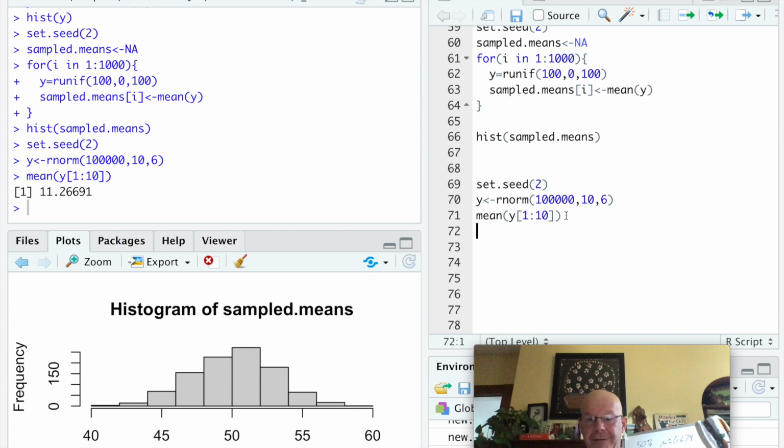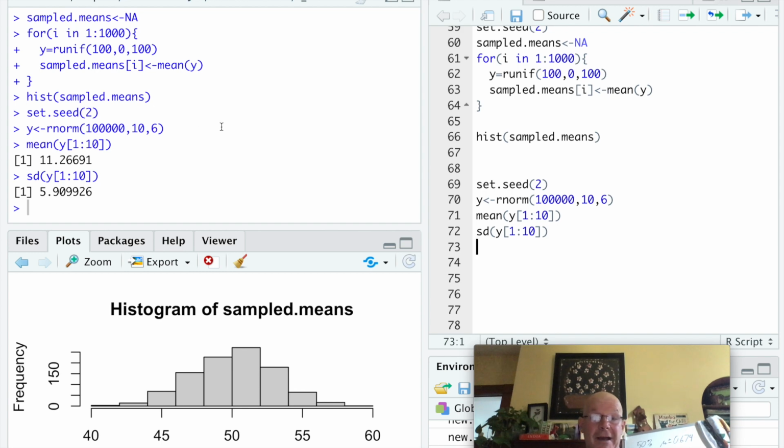11.2, that's kind of close to 10, but you know, whatever. We can do the exact same thing with the standard deviation. Okay, so there's my estimate. Based on if I had only sampled 10, there's an example of what would happen if I only sampled 10. My mean is 11.2 and my standard deviation is 5.9.